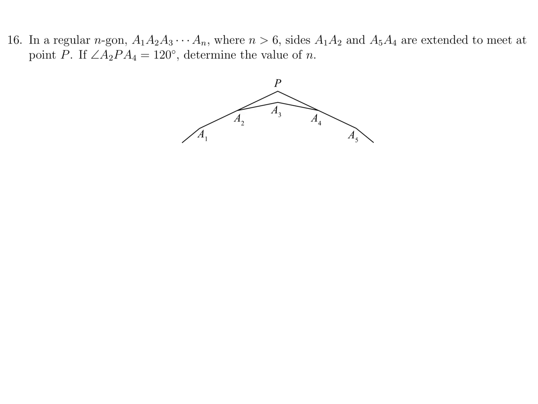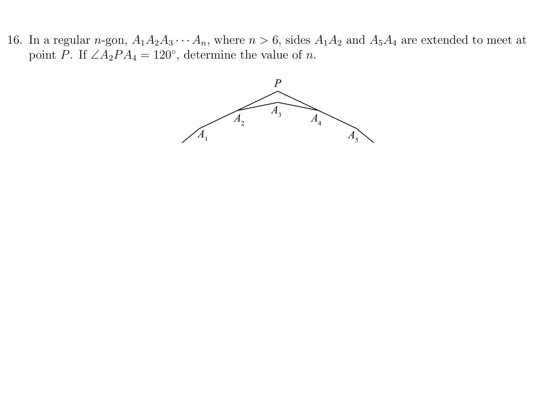If a regular n-gon, A1, A2, A3, all the way to AN, where n is greater than 6, and sides A1, A2, and A5, A4 are extended to meet at point P, if angle A2, P, A4 is 120, determine the value of n. Well, let's, how do I approach this?